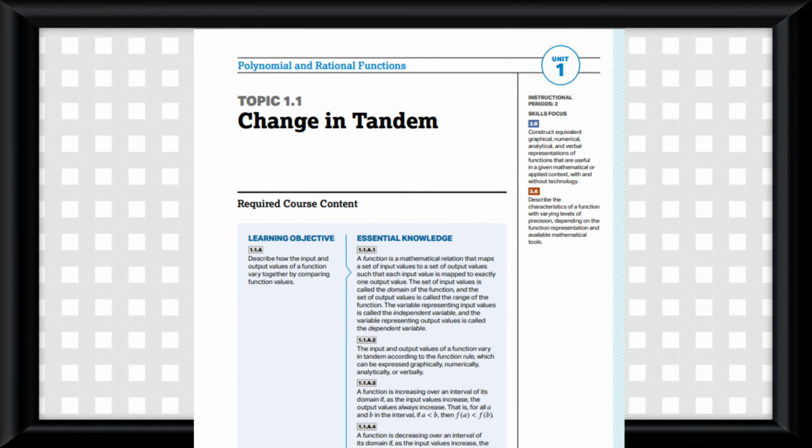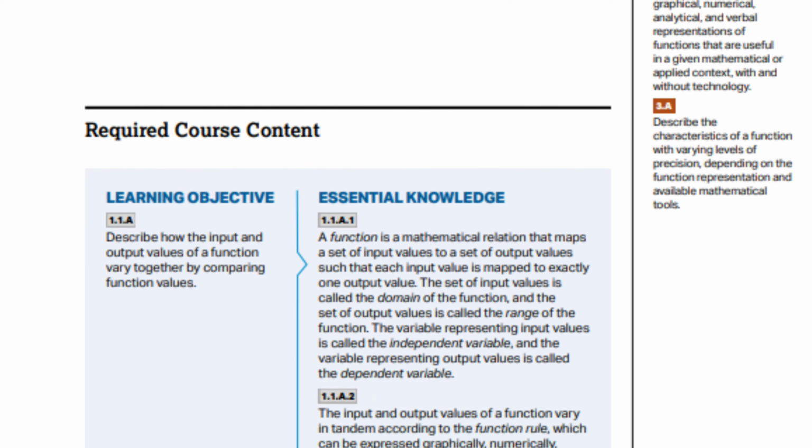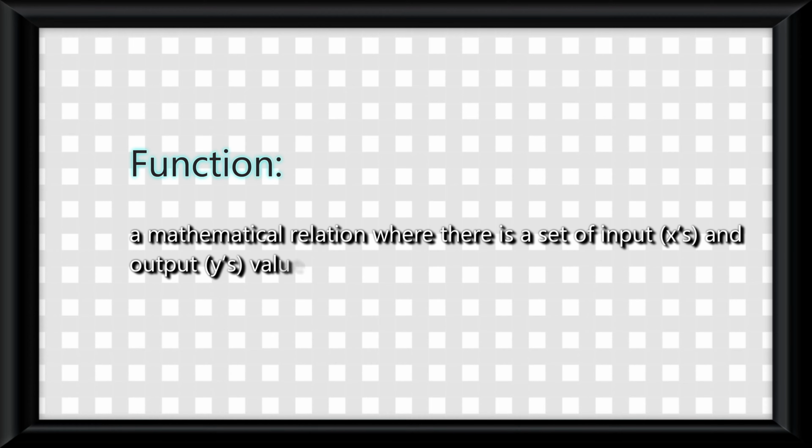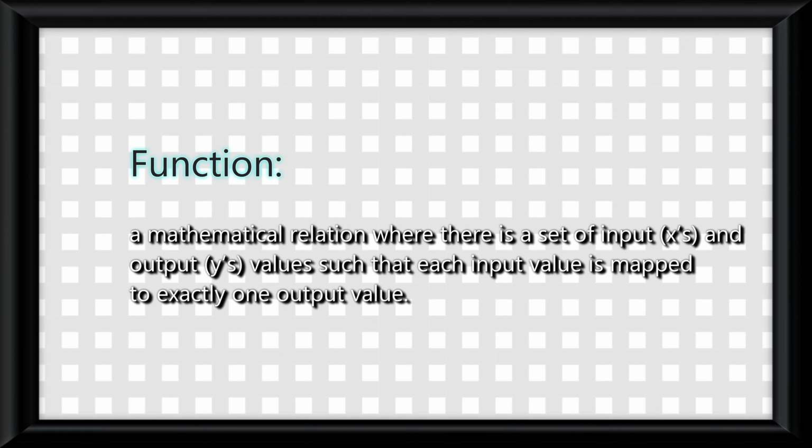Topic 1.1 is titled Change in Tandem. It deals with input and output values. A function is a mathematical relation where there is a set of input, x's, and output, y values, such that each input value is mapped to one exact output value.